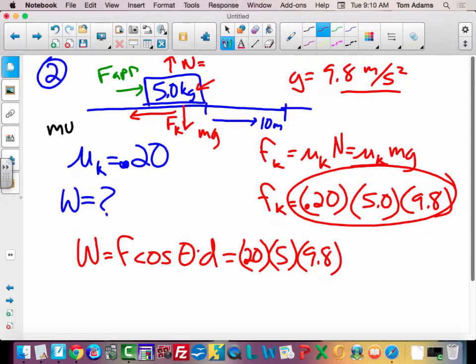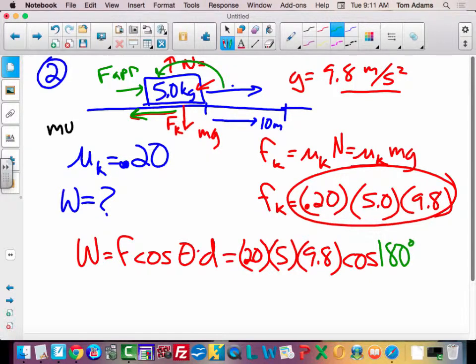Now, here's the tricky question. I've got to do cosine of some angle. What's the angle? To determine the angle, we have to consider the motion of the displacement. I'm going to arbitrarily say that this is the horizontal displacement to the right. But what is the angle between my displacement and my frictional force? Not 0. They're anti-parallel. 180, because I have to go 180 degrees to go this direction. Does that make sense? So we need to plug in cosine of 180 degrees.